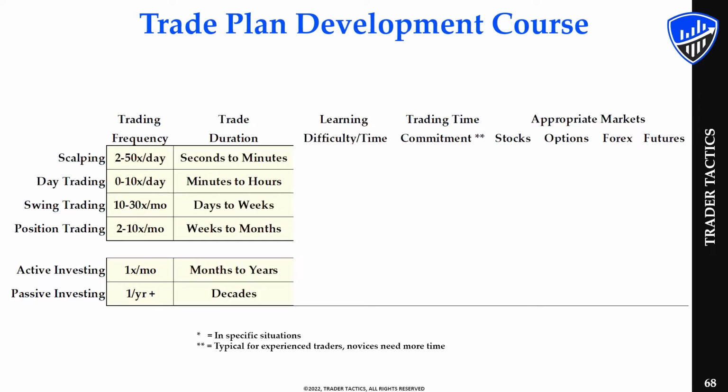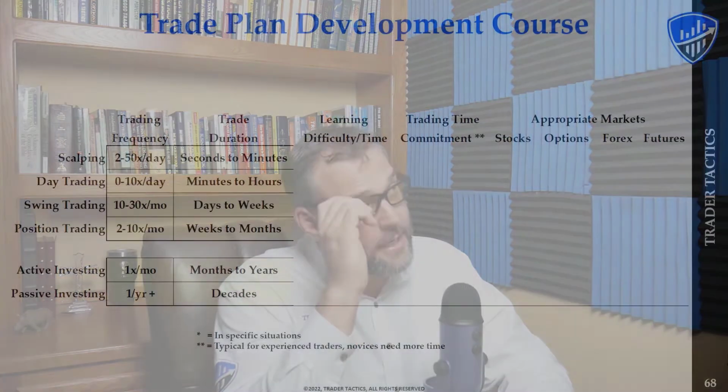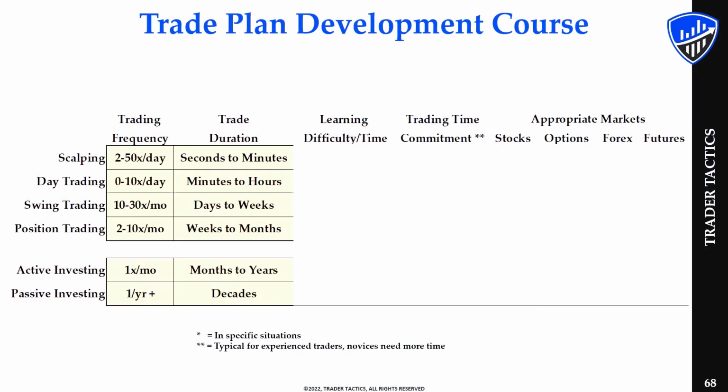Trade duration. Scalping could last seconds to minutes. These are very, very quick trades. The shortest duration trade I ever had was 9 seconds. It was in the gold futures. It hit my entry and then hit my target in 9 seconds. It was really cool, not realistic to happen very often though. So that's a quick trade. That was a scalp. A day trade could last minutes to hours.